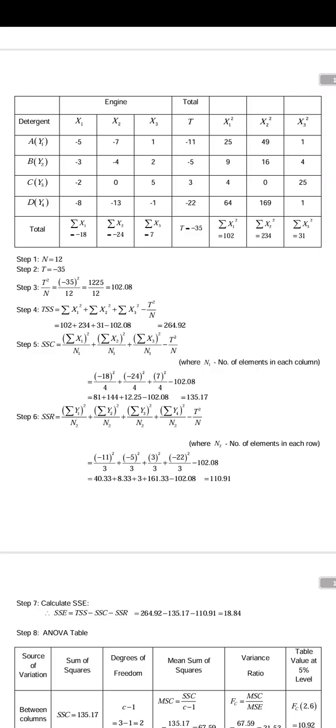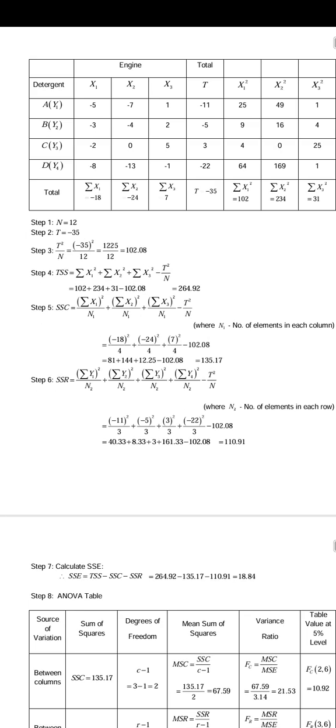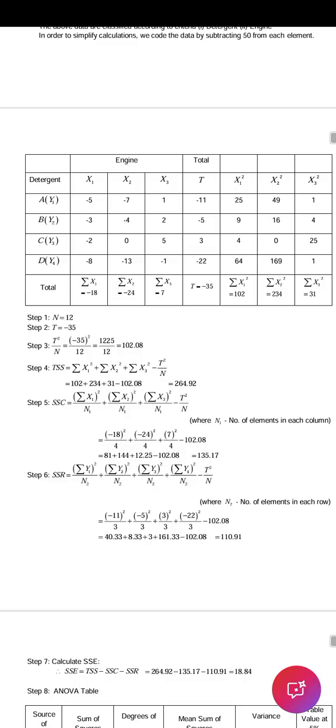Substituting the values from the table, we get 264.92. In step number 5, let us find out the sum of squares between columns. That is, the sum of squares between reading values of engines.